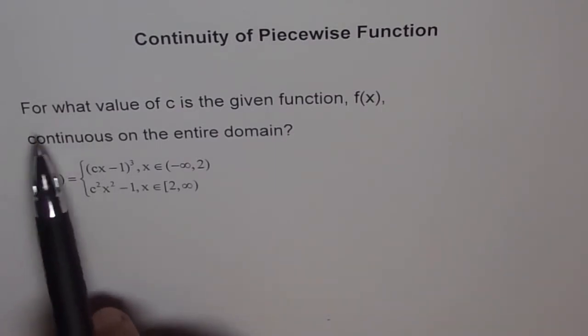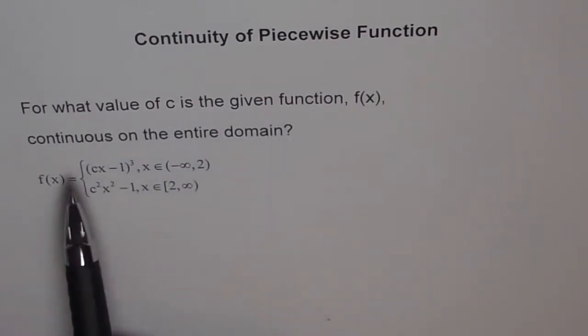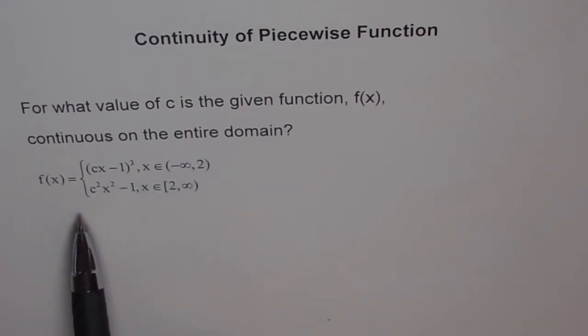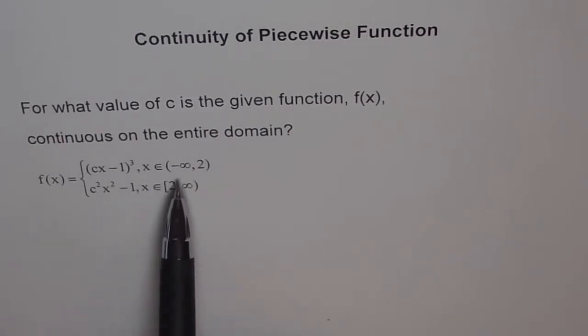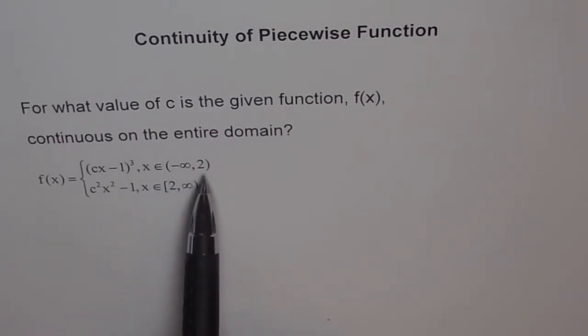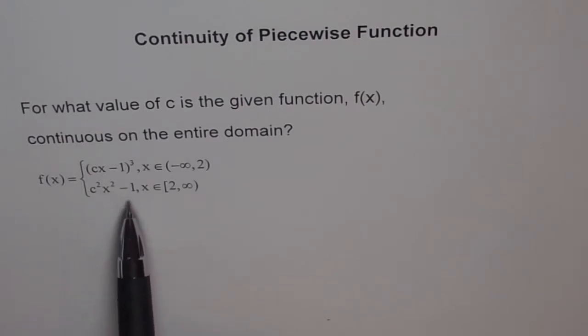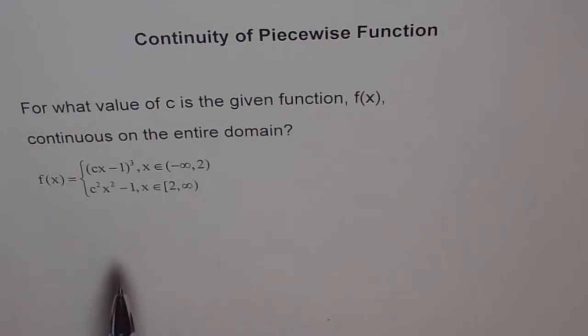The question says, for what value of c is the given function f of x continuous on the entire domain? And the function is f of x equals (cx minus 1) whole cube, where x belongs to minus infinity to 2. 2 is not included here, right? And the other half is c square x square minus 1, where x belongs to from 2 to infinity, where 2 is included, right?